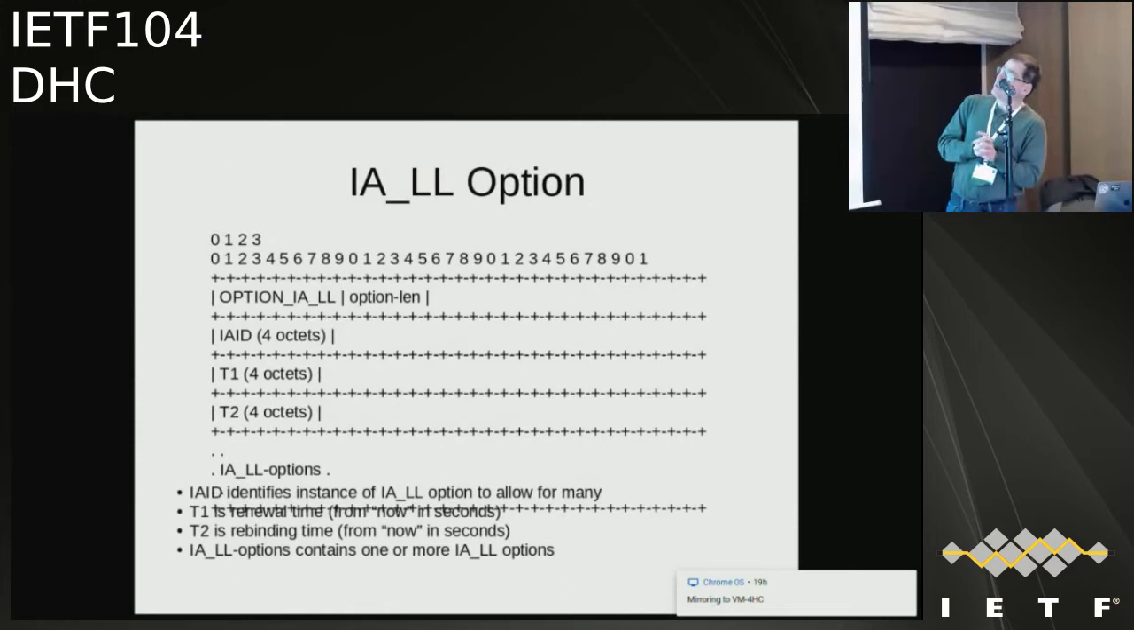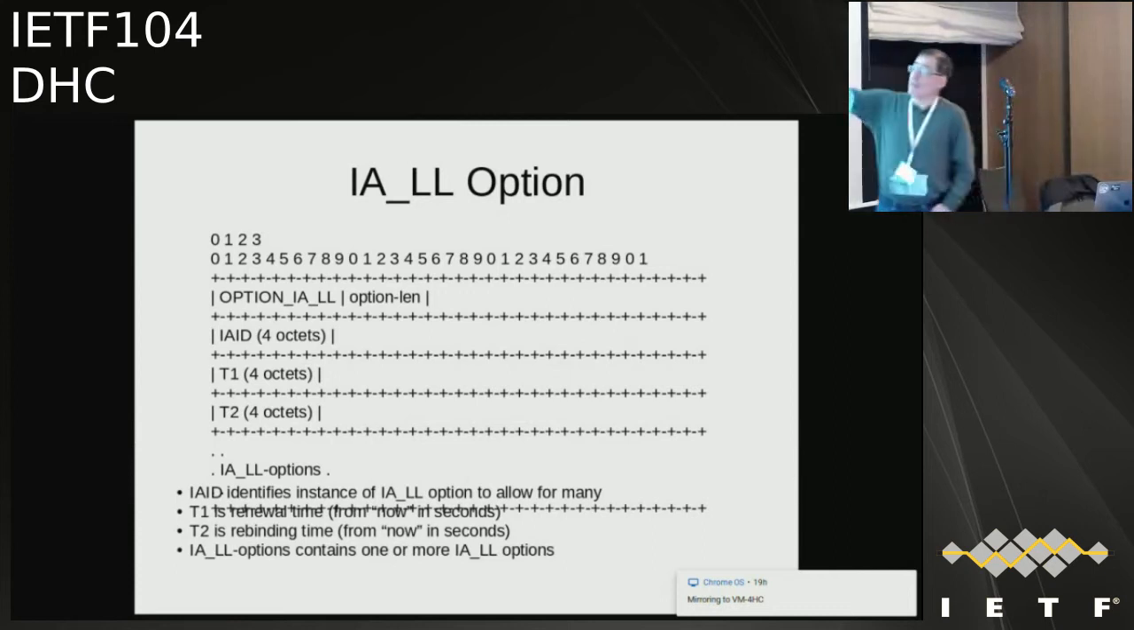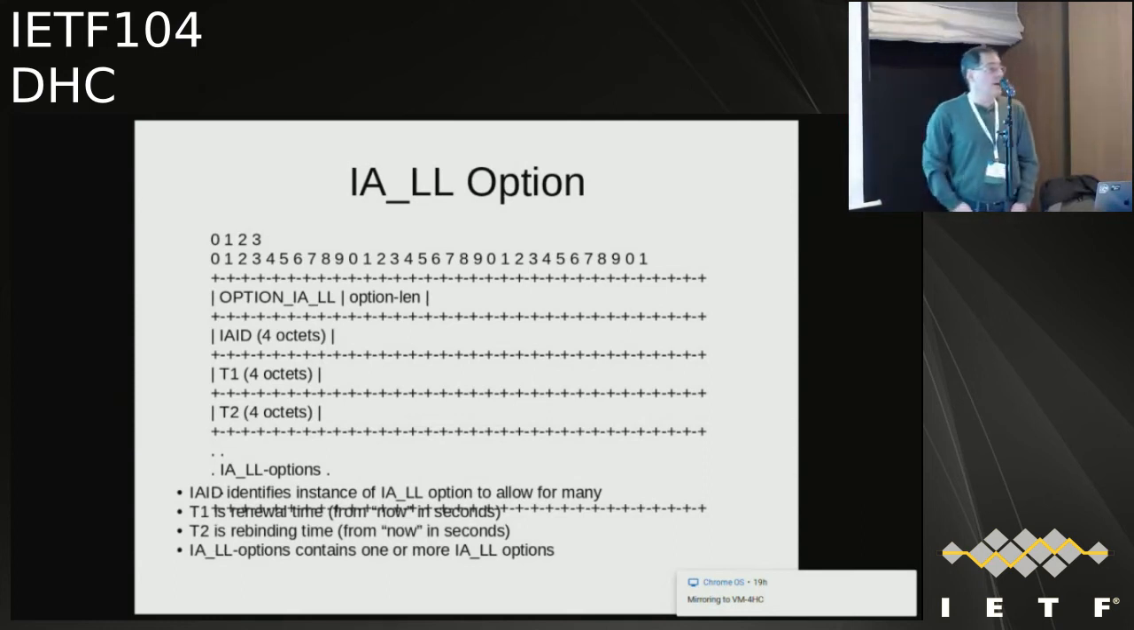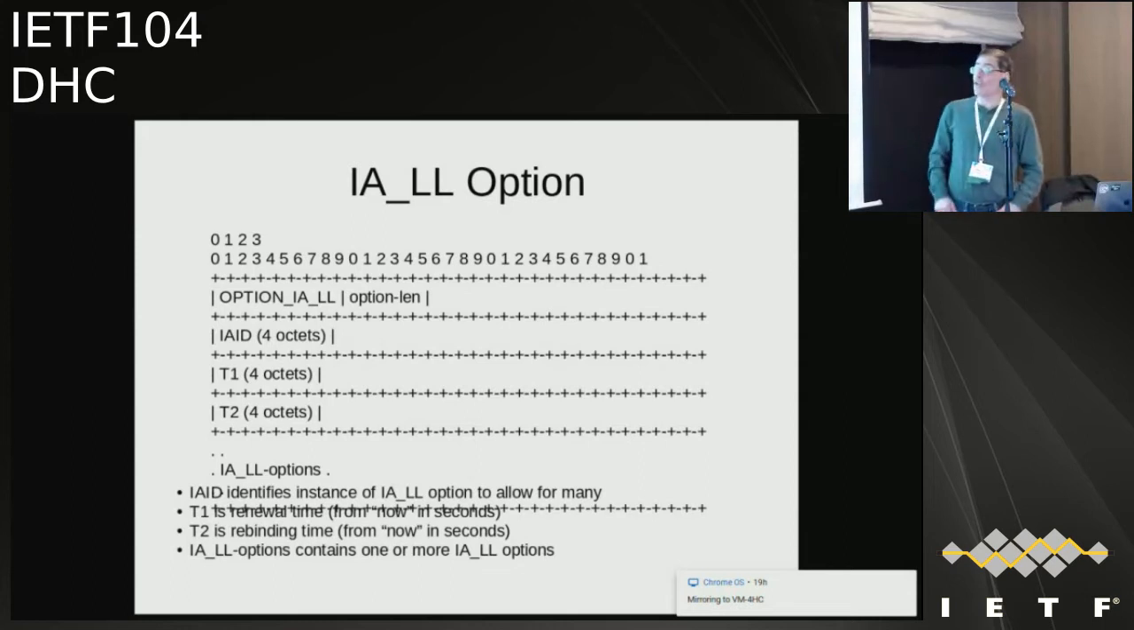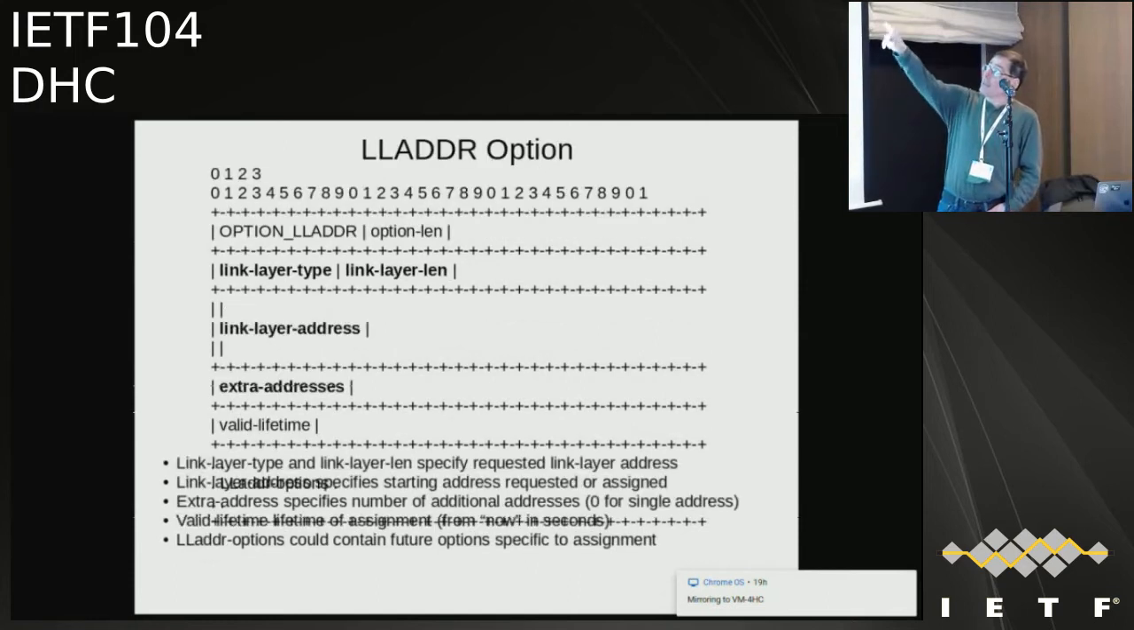Ooh, I kind of squished it all. That's pretty bad in the conversion. So the option is very similar in that we have an IAID and we have the T1 and T2 times for the renewal and rebinding lifetimes. It can carry additional options, which are the LLADDR options, to hold the individual address assignments.